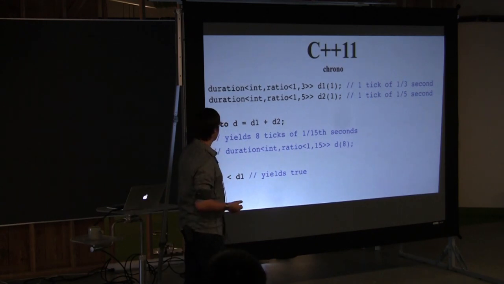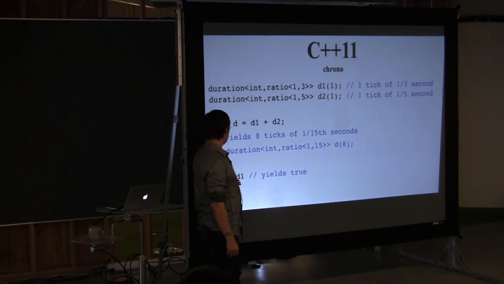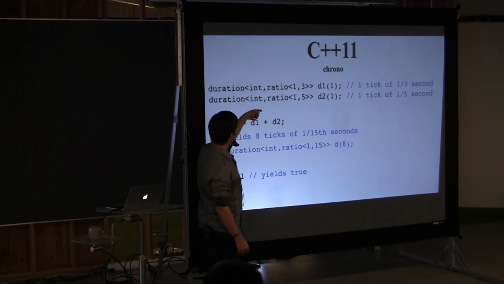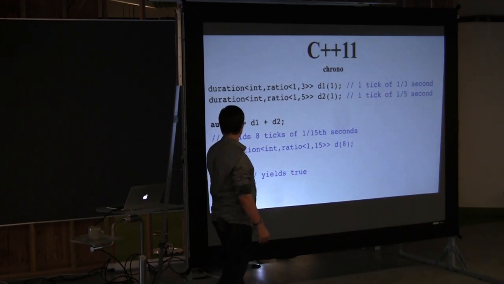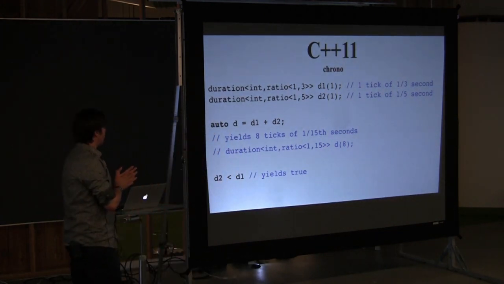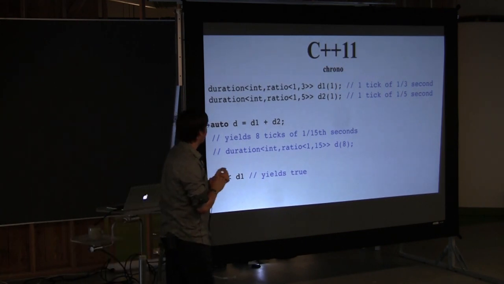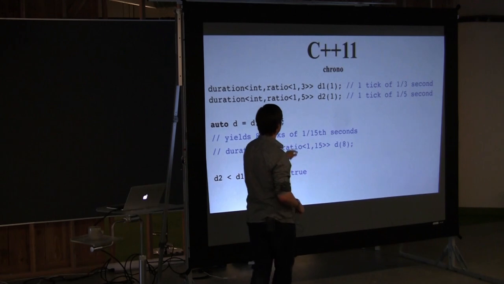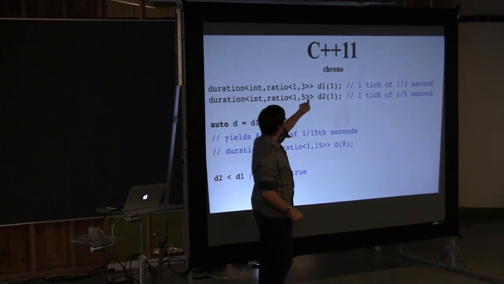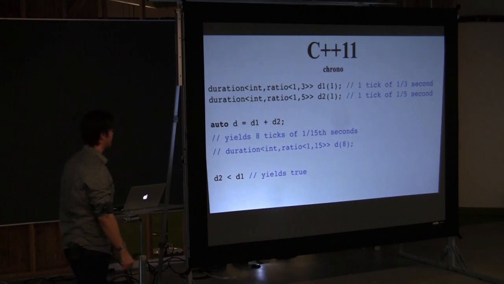And similarly, the comparison operators work in a similar way, where you can actually compare D2 to D1. Since it's fifths, 1/5 and 1/3, it will be less. There's another great thing in this slide too, which is the right angle brackets. They're next to each other. This is another excellent part of the C++11 standard. You can have no space in between those. Very fancy.